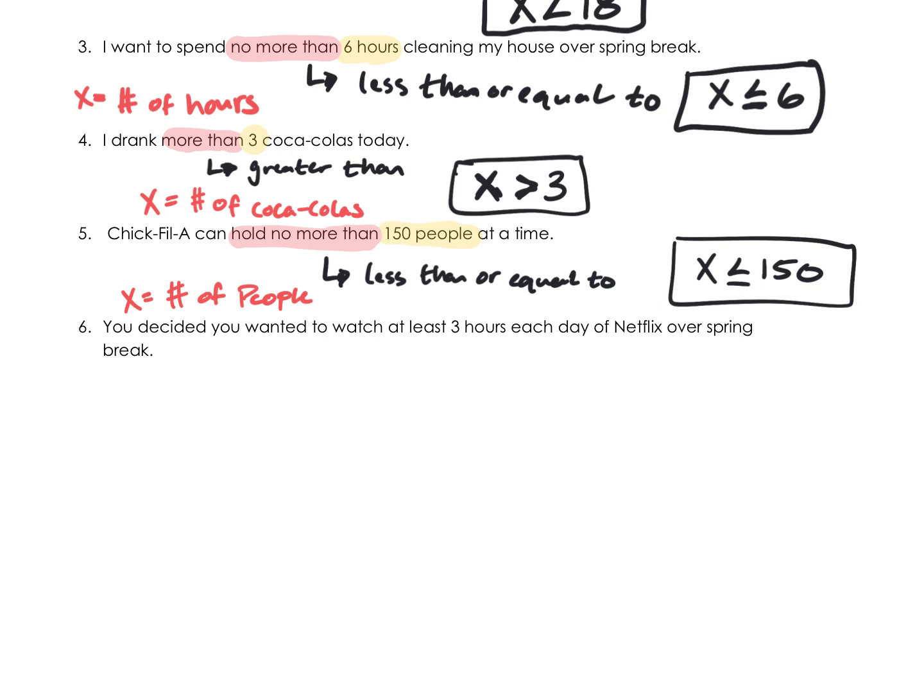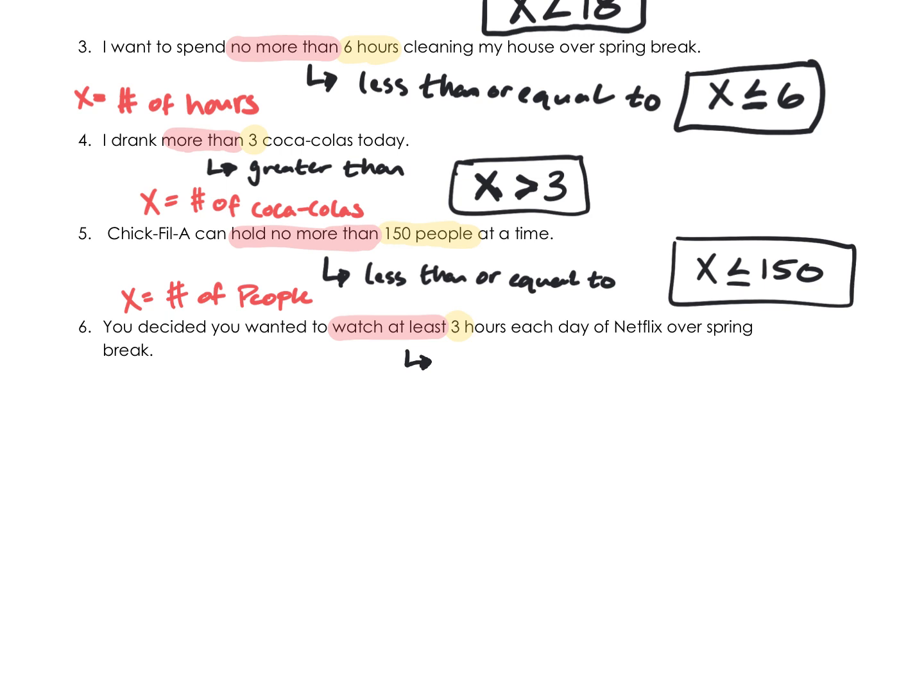Okay? Now, number 6. You decide you want to watch at least 3 hours each day of Netflix over spring break. Well, the big thing I notice is the number of hours is going to be 3. And then it says you wanted to watch at least. Well, to watch at least means what? Could it equal 3? Yeah, because at least 3, but then everything else would have to be, huh?